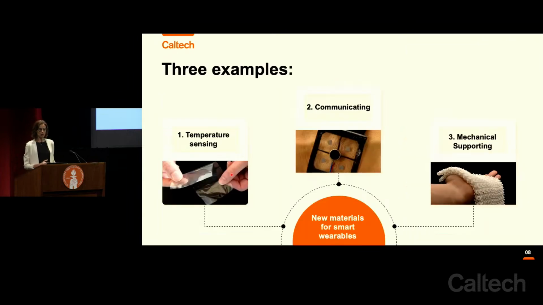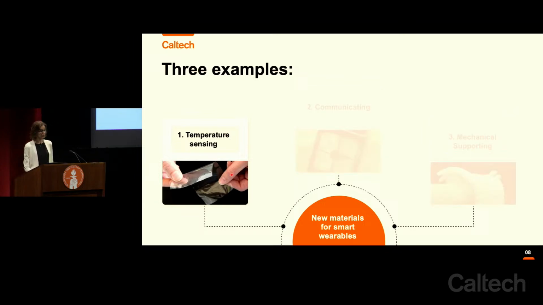So the rest of this talk will be focused on showing you three examples of how we pursue the creation of these new materials for wearables, which can be embedded in future wearable technology and can provide new functionalities and abilities to our clothing that perhaps you haven't thought about before. The first example I want to talk to you about has to do with materials that respond to temperature changes.